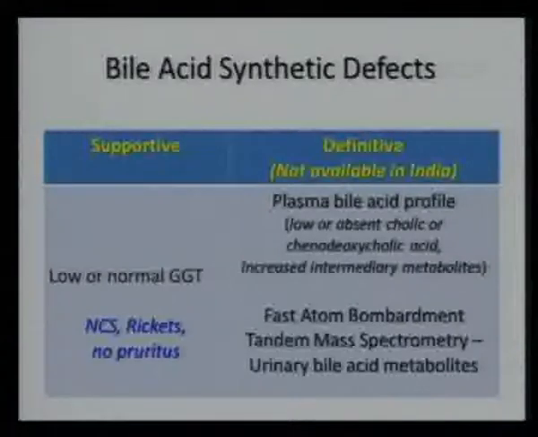Bile acid synthetic defects. Normal, whatever we have discussed, NCS, rickets, no pruritus, and the definitive test is not available in India: plasma bile acid profile, low or absent cholic or chenodeoxycholic acid. They can be confirmed by fast atomic bombardment tandem mass spectrometry, urinary bile acid metabolites, and I think our labs in India should develop it, because this is a treatable condition. This is where we can give cholic acid and chenodeoxycholic acid, and we can prevent their progression into cirrhosis.